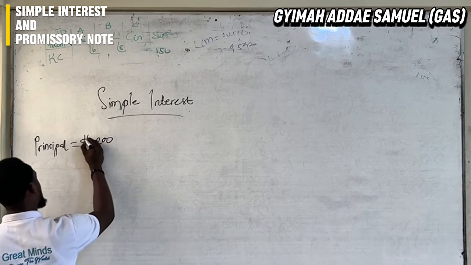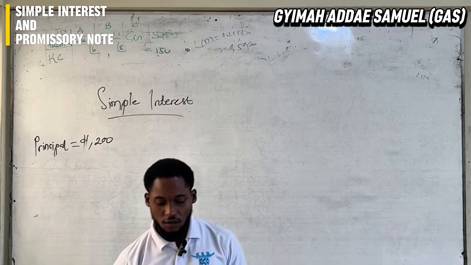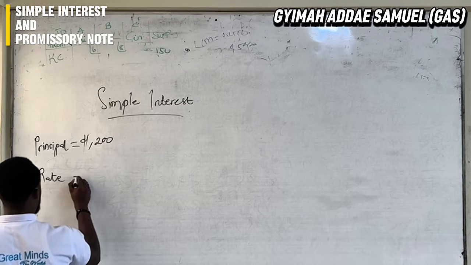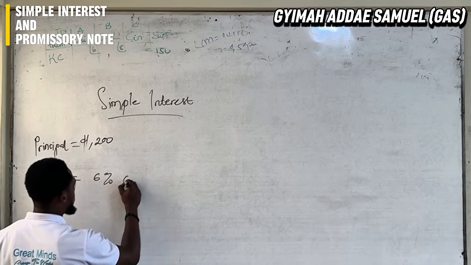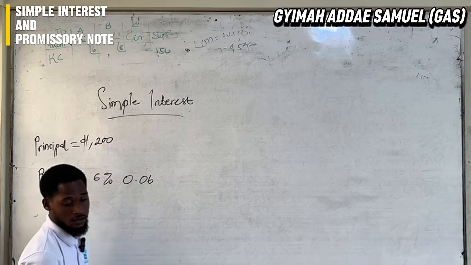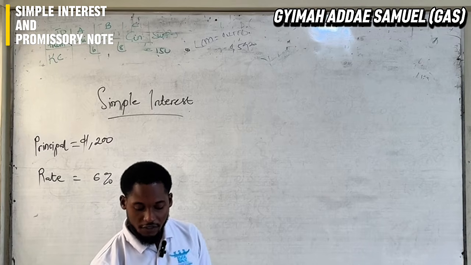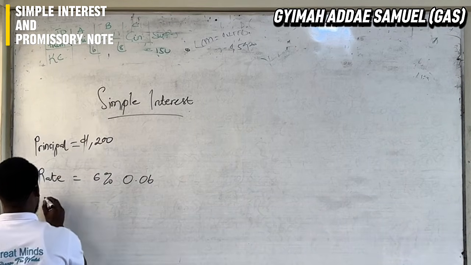1,200 cedis, then contracted at the rate of 6%. So 6%, as usual, you have to change it to decimal, making 0.06, for 4 years. So what is the maturity value of this loan? And the time given is 4 years. That's the duration.